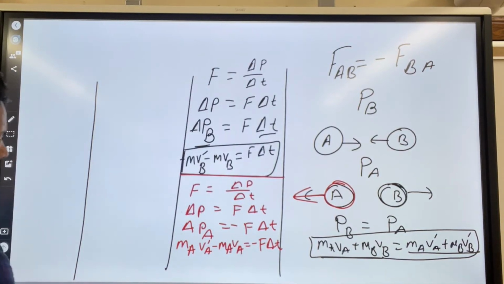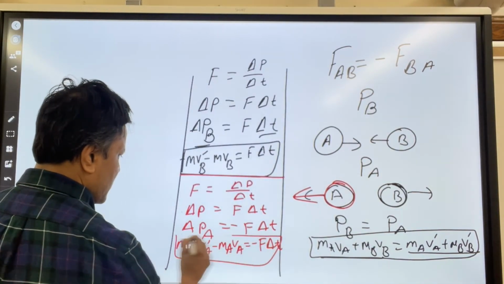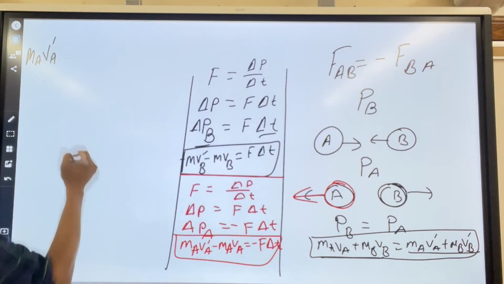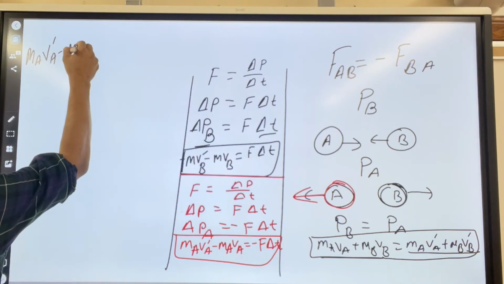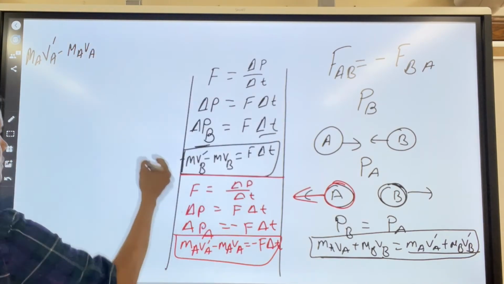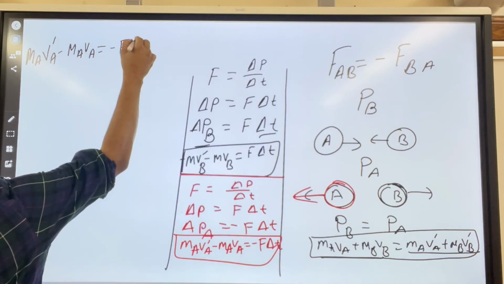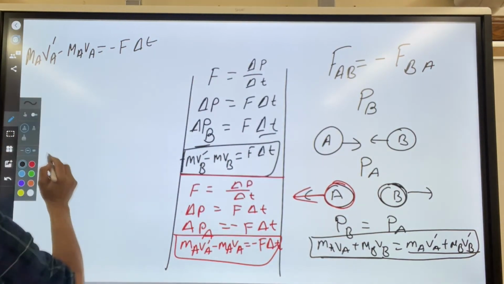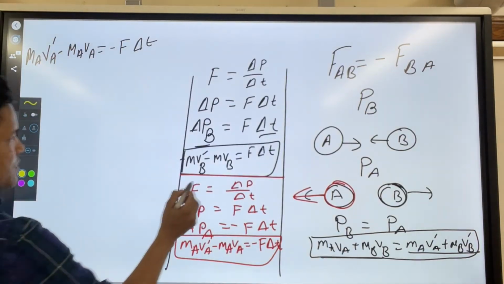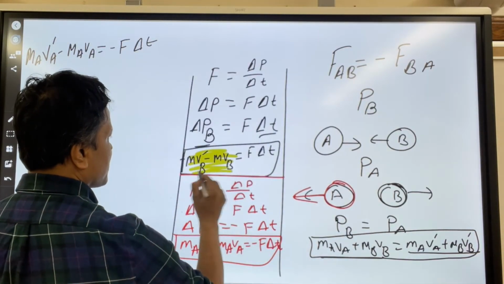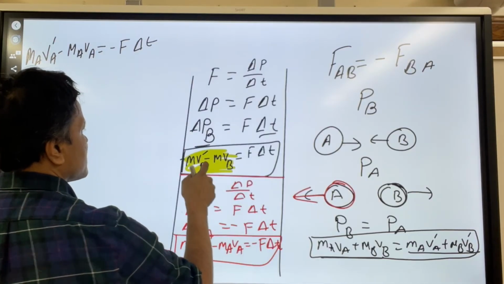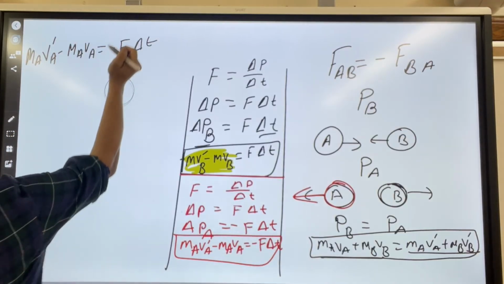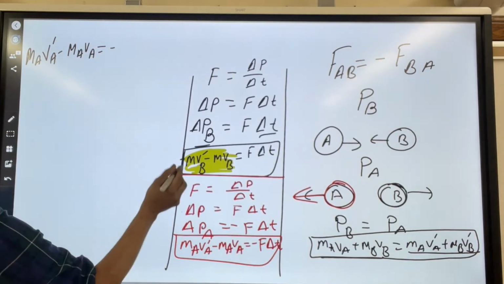Okay, now we're gonna bring this one over here, maybe m_A v_A' minus m_A v_A is equal to minus F delta T, right? So what do you know, F delta T? F delta T is this one, right? F delta T is this one, right? This is F delta T. So I'm going to copy and paste this one over here if I can, right? I cannot, so I'm going to just write down what I see over here.